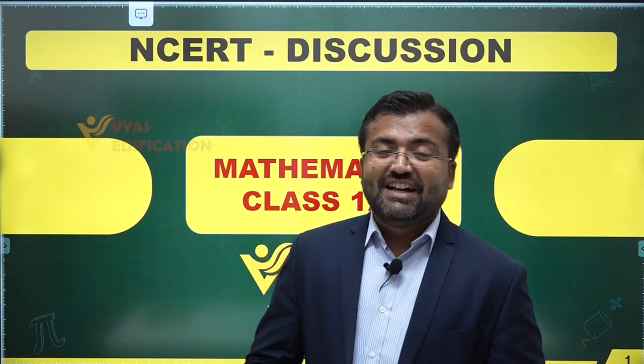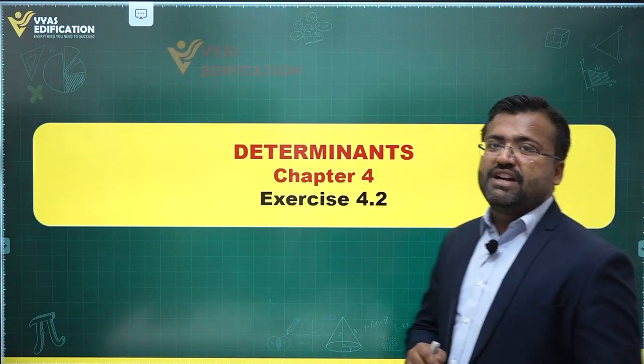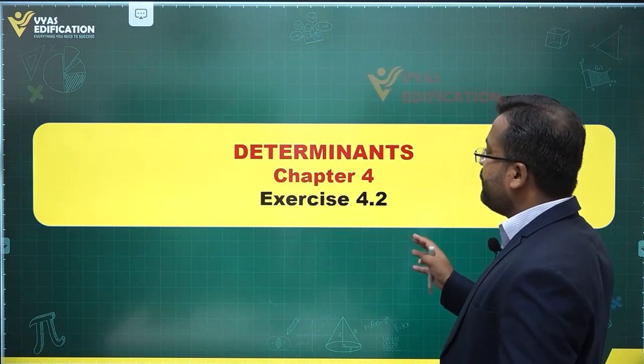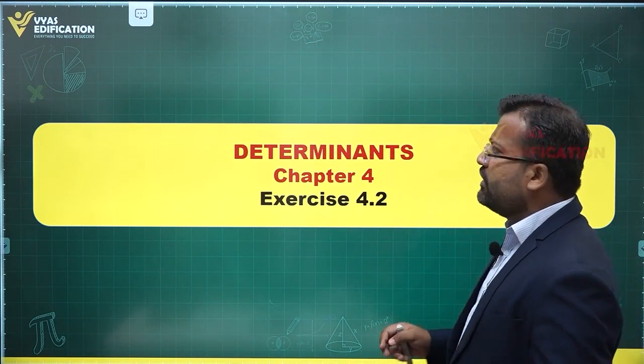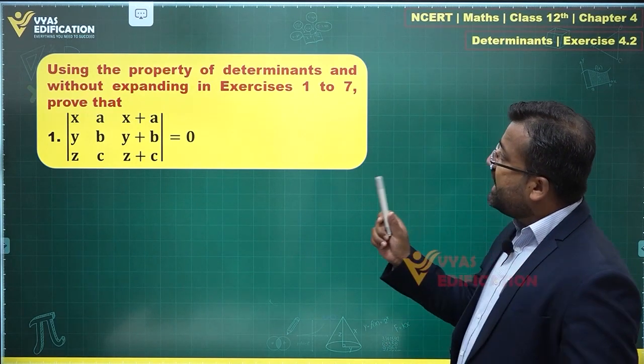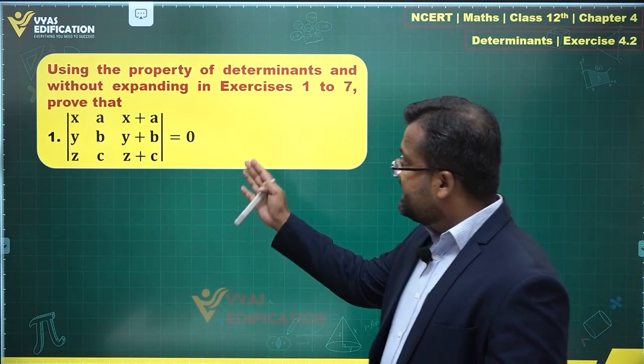In this series of NCERT discussion, we are moving on to the next exercise of the chapter Determinants from class 12th NCERT. We will be discussing exercise 4.2 now. Let's move on to the first question: using the properties of determinants and without expanding, in exercises 1 to 7, we have to prove that this is equal to 0.